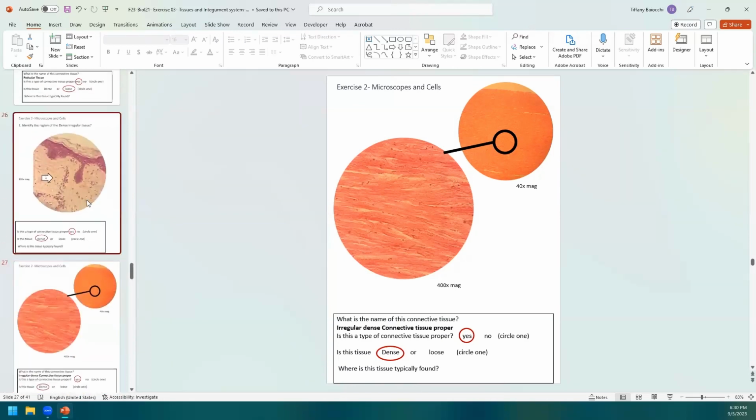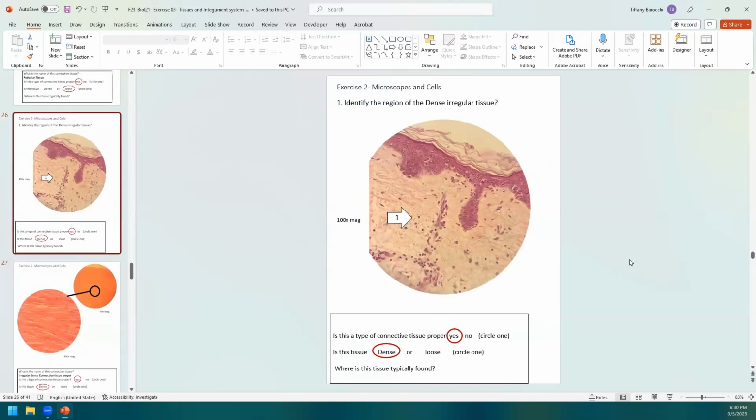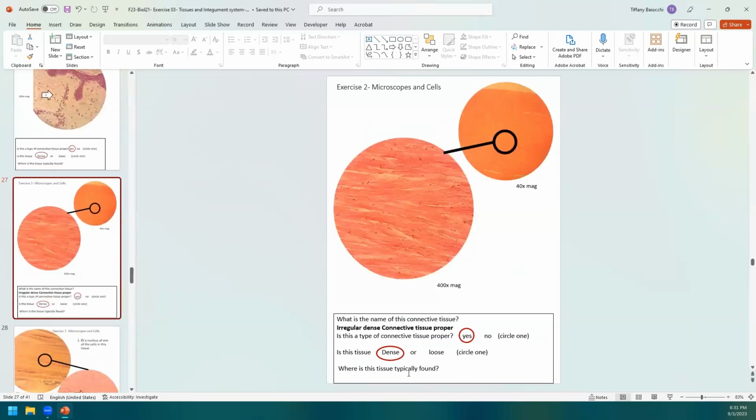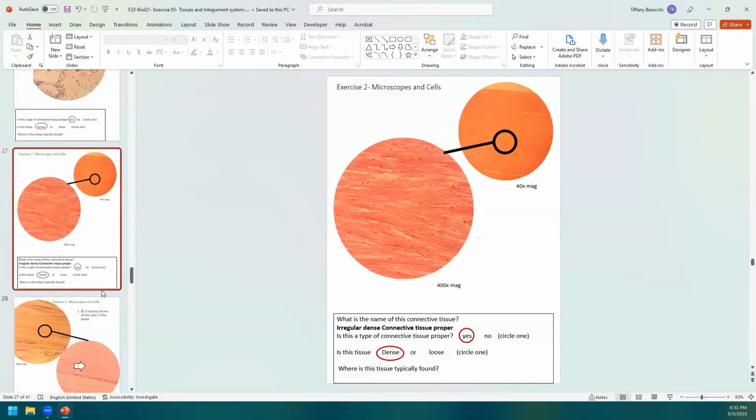Now, for that, I've also given you identify the dense irregular tissue, and that is going to be down here. This is actually a picture of epidermis and dermis, so a picture of the integumentary system, and the reticular layer of the dermal layer has dense irregular tissue to give it that strength and tensile ability in all directions. So yes, this is a type of connective tissue proper, but it is dense, and where this is found is typically in the dermis of the skin. So same answers would go for this. Dermis of the skin would be an excellent answer for this.